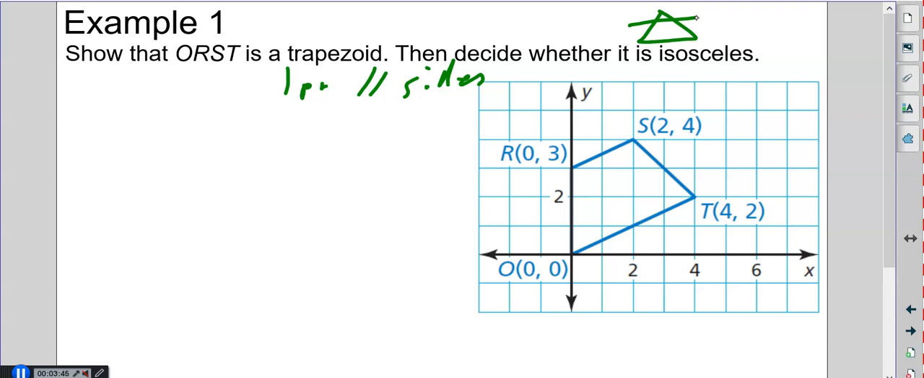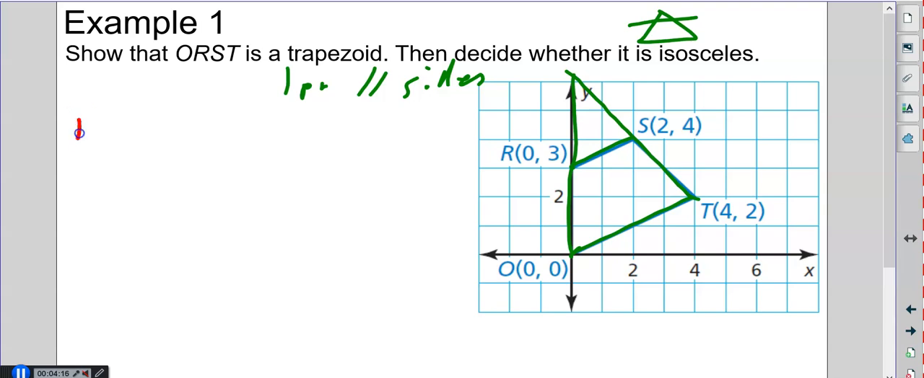So basically, we need to show that OT is parallel to RS. Now, why did I pick those sides? Because you can see if I continued this line up and I continued this line up, what would I have? I'd have a triangle. So those are going to intersect eventually, so those are definitely not parallel. I just need to make sure the other 2 are parallel. So I'm just going to count. There's no reason to do y minus y over x minus x because I have the counting ability.